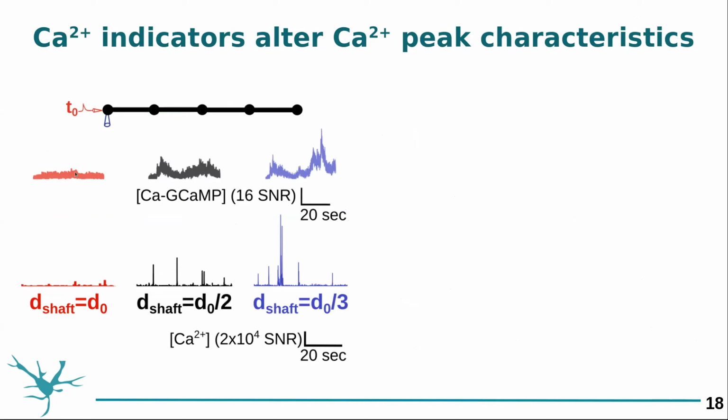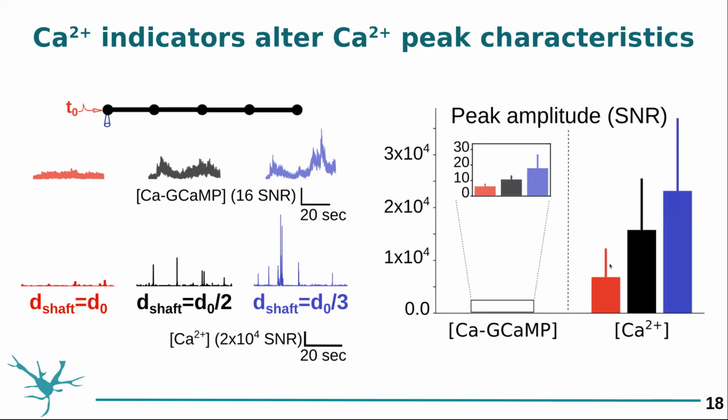And you can see here some example traces. On the top, calcium GCaMP activity, and on the bottom, free calcium activity. You can see that the signals are completely different, which is normal because those indicators act as buffers. But interestingly, we could still see a huge increase of peak amplitudes and all other characteristics described so far. I'm not showing everything here, but everything was similar, so increased peak amplitude when shaft width decreases.